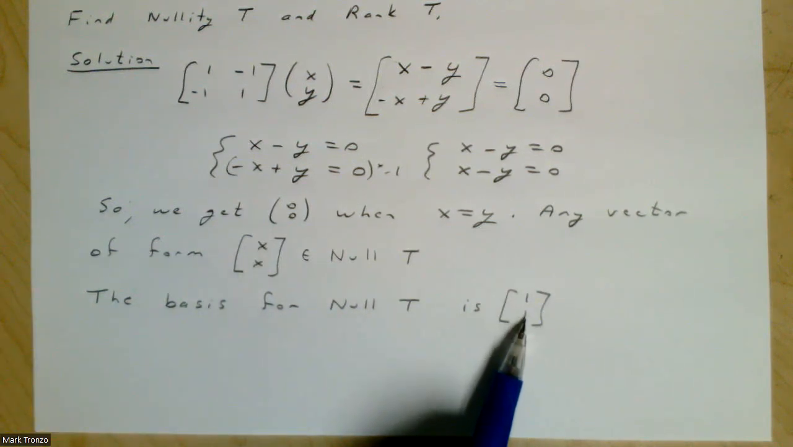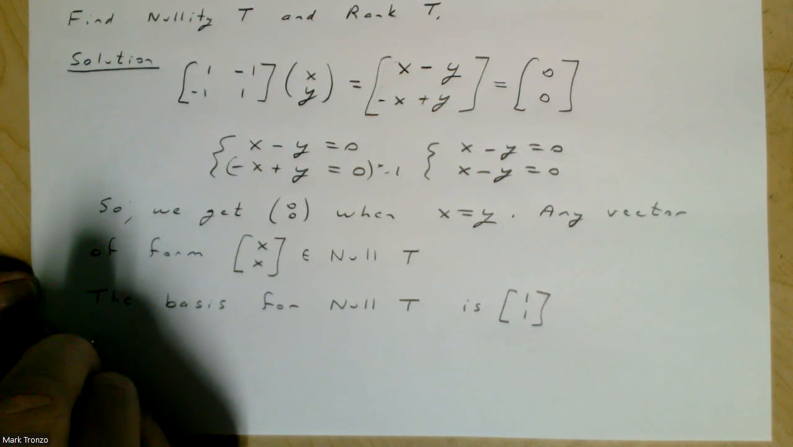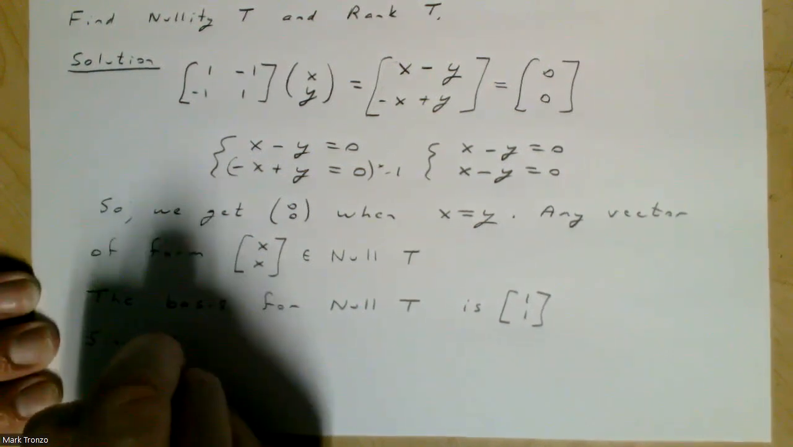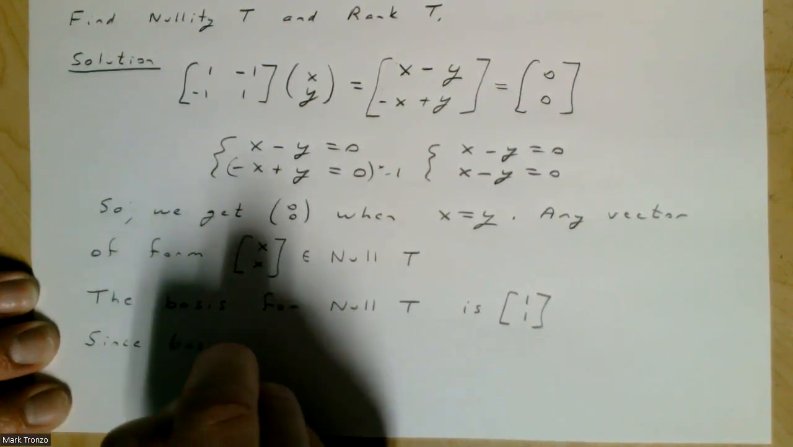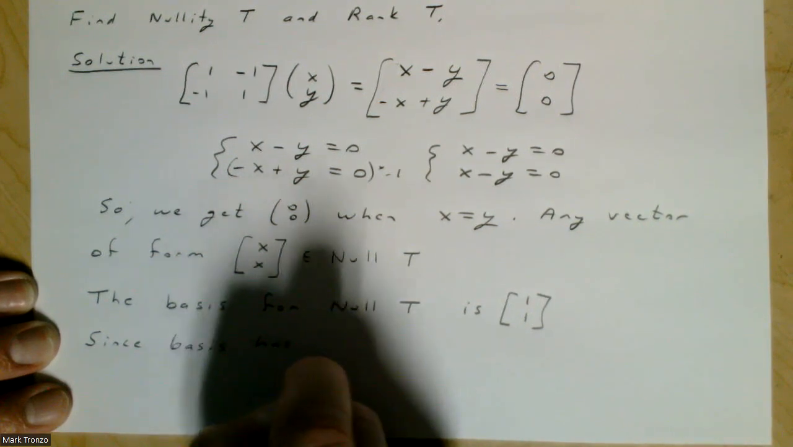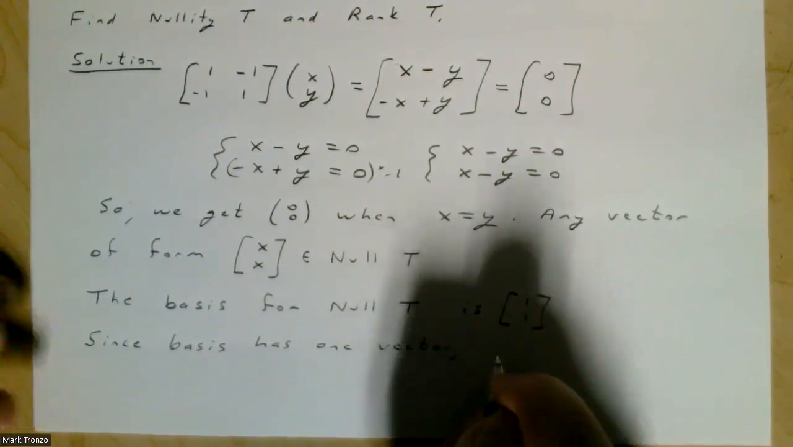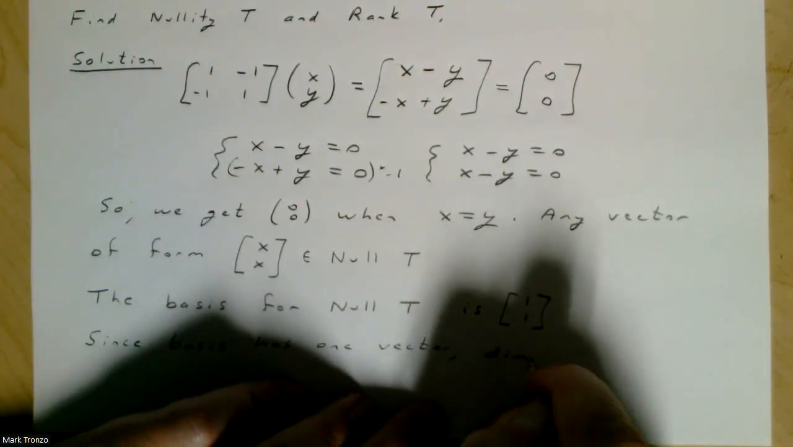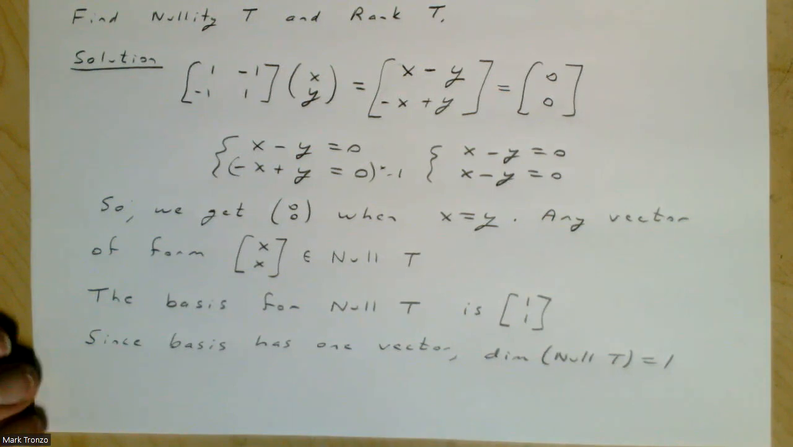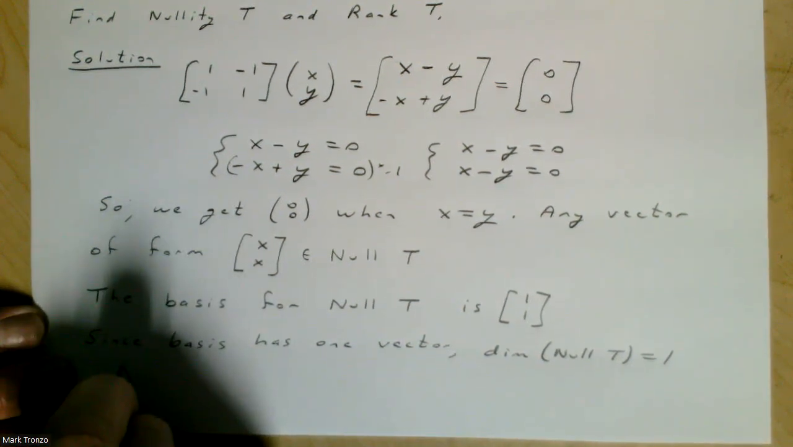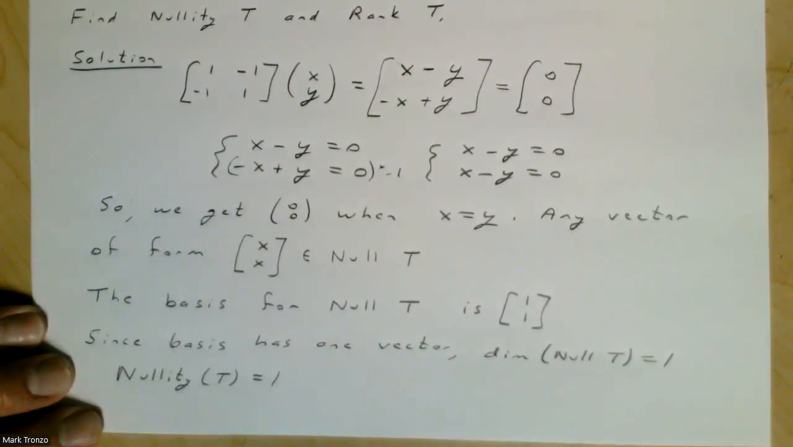And now, since the basis of the null space has just one vector, the dimension of the null space of T is 1. Or, as we said a few minutes ago, the nullity, it's called, of T is 1.